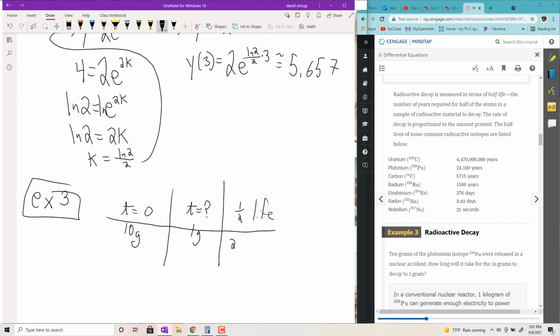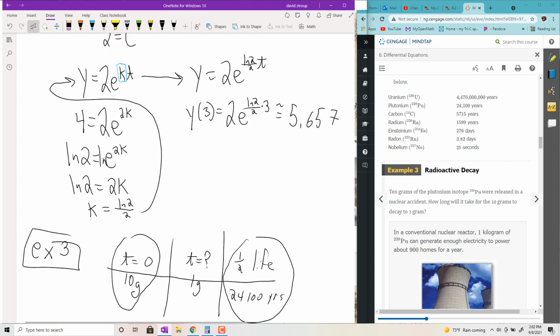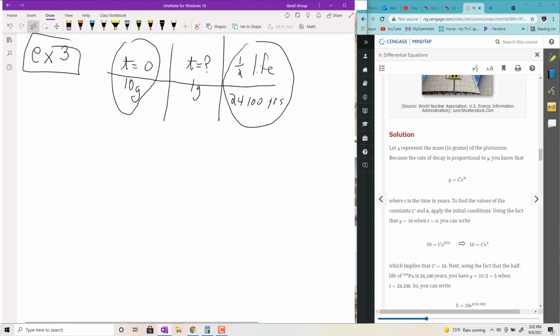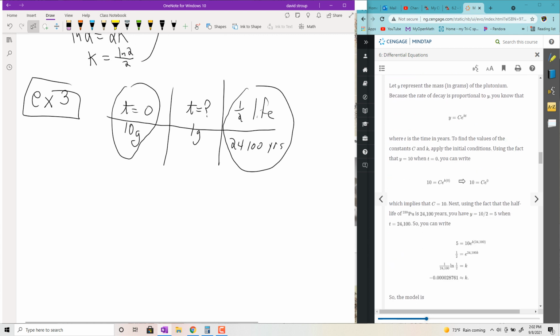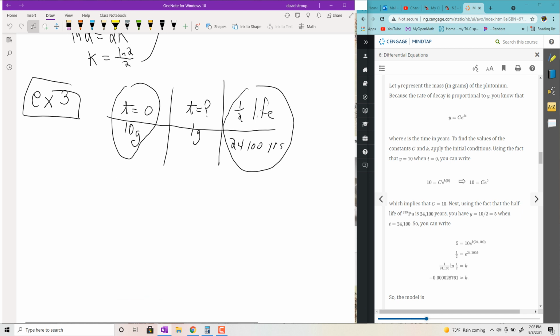The half-life is 24,100 years. Okay, and then we could use these as kind of ordered pairs, this thing and this thing, and then solve for the unknown parts, just like we did in example 2. And then we could get our answer. So first we're probably going to have to go after C.